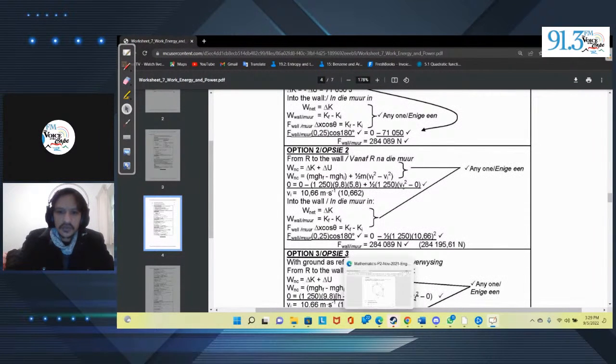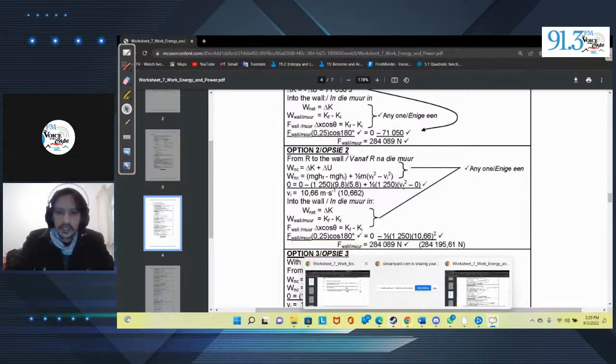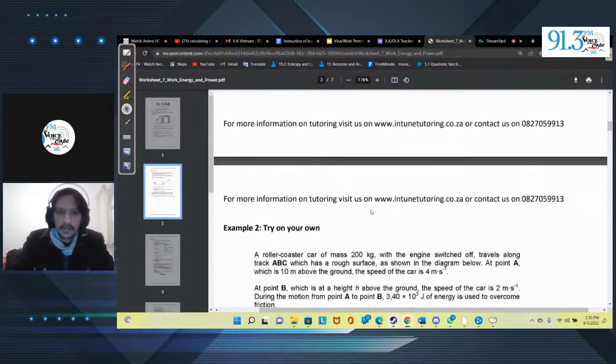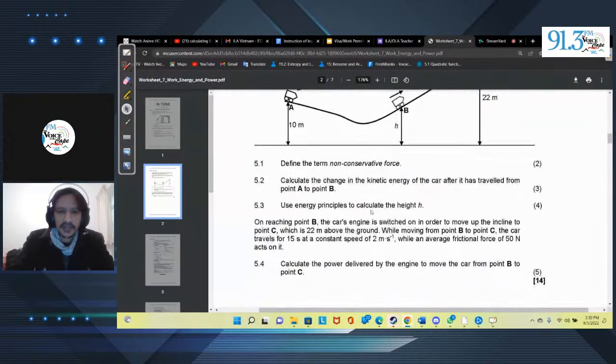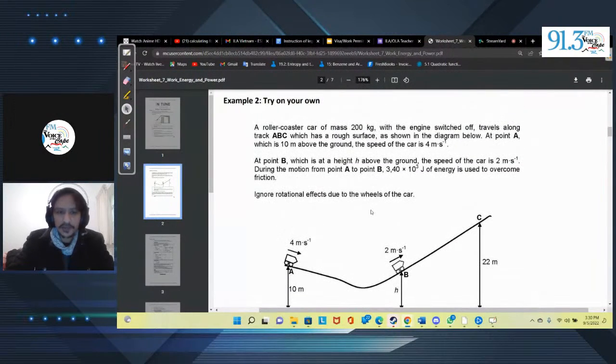The next problem we need to look at is a roller coaster problem. I know how people hate these problems. So let's read it. A roller coaster car of mass 200 kilograms with the engine switched off travels along track A, B, C, which has a rough surface. So this is telling us that friction is going to be involved in this problem.